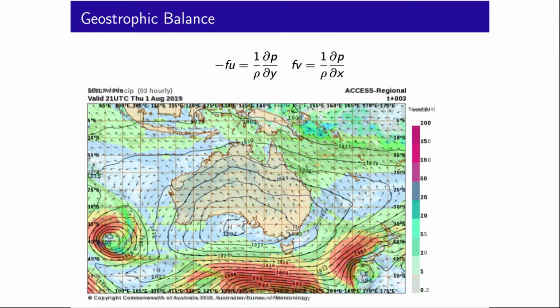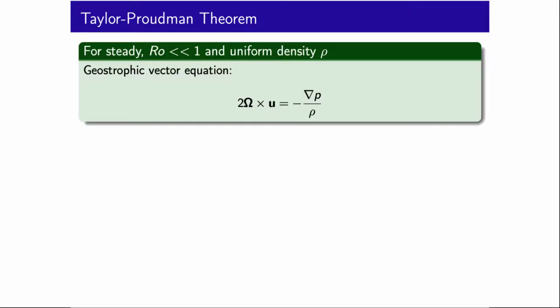Today, we look at a consequence of geostrophy. Specifically, we are investigating a phenomenon known as the Taylor-Proudman Theorem. Consider a flow in a rotating frame of reference with a small Rossby number and uniform density ρ. We write the horizontal components of the geostrophic balance in vector form, giving 2 Ω cross u is equal to the grad of the pressure over density ρ.